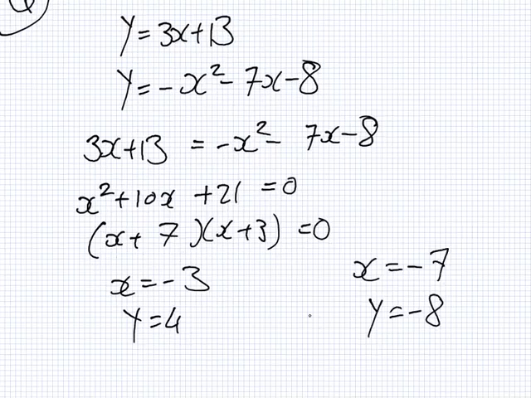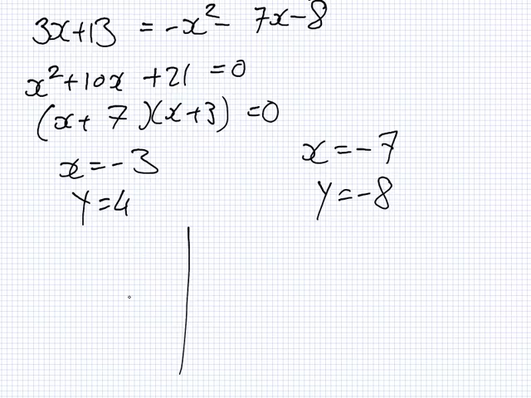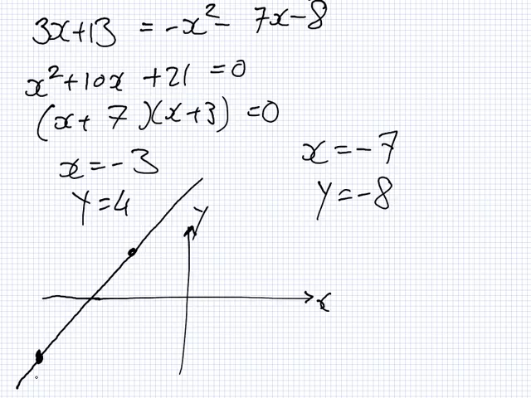So a quick sketch. Minus 3, 4 could be roughly there. And minus 7, minus 8 could be something like here. We have a straight line. And then we have a quadratic going something like this. And this would be, what did I say this one was? Minus 3, 4, and this one here, minus 7, minus 8. Okay?